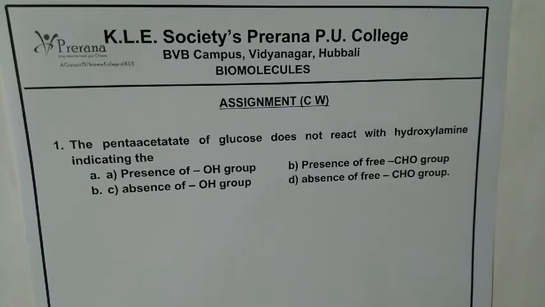First question: the pentaacetate of glucose does not react with hydroxylamine, indicating the presence of OH group, presence of free CHO group, absence of OH group, or absence of free CHO group. We have already studied this in our theoretical part: the pentaacetate of glucose does not react with hydroxylamine, indicating the absence of free CHO group. So that is the correct answer, option D.